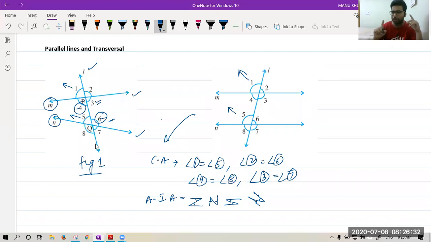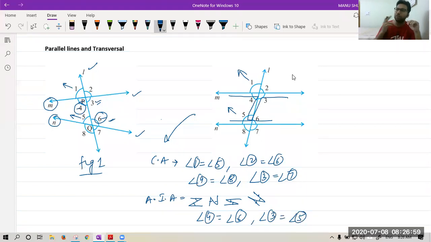Okay, please confirm. Now, we can see here 4 and 6 are equal because there is a Z forming like this. So angle 4 is equal to angle 6. Similarly, one Z is this one, the reverse Z: angle 3 equal to angle 5. So we have got the two alternate interior angle pairs. Similarly, you can find other things.